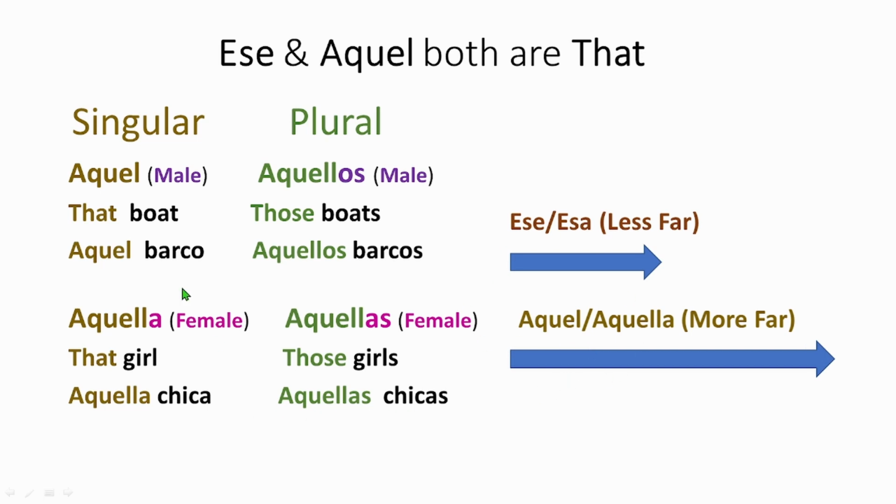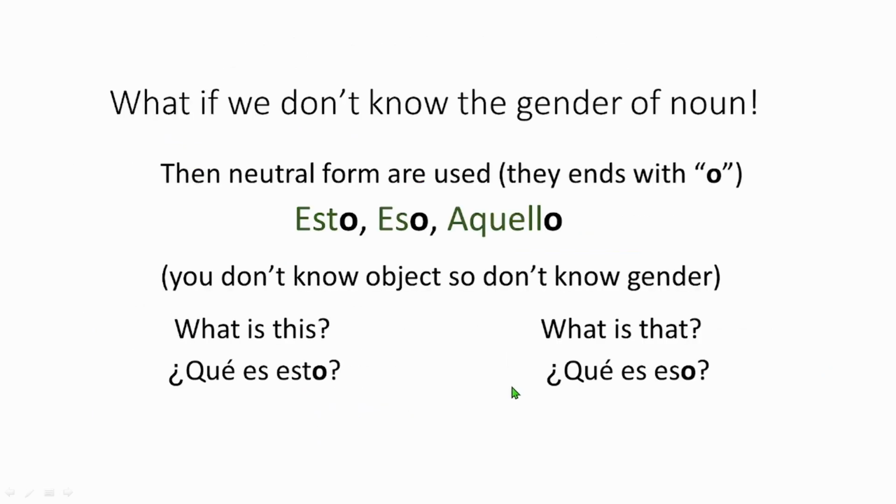That's it, nothing more. So we got an example here, that boat. So you say aquel barco. Barco is boat. Those boats, we say aquellos barcos, right? We have that girl, again it's female, so aquella chica. I got those girls, aquellas chicas. Yeah, that is it.